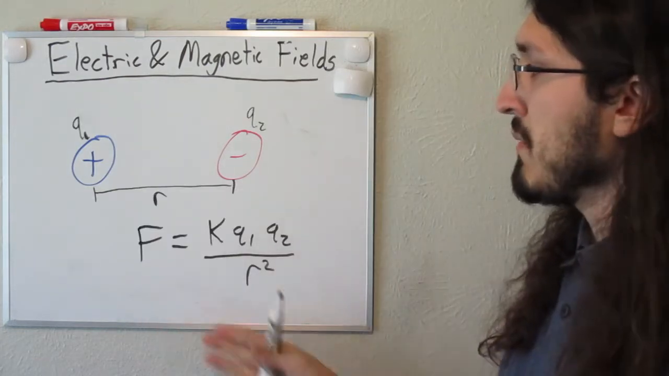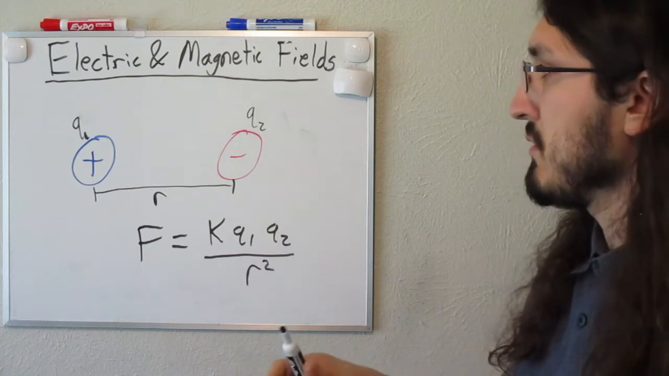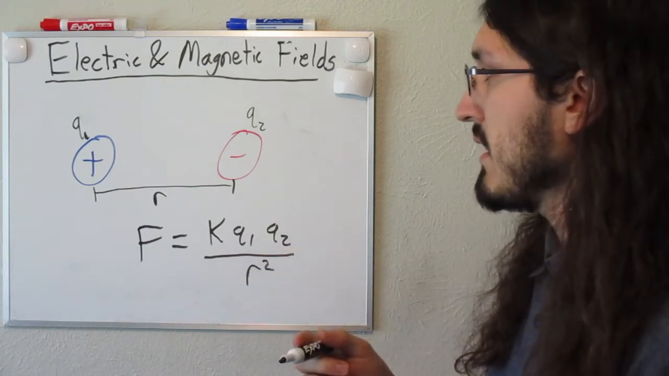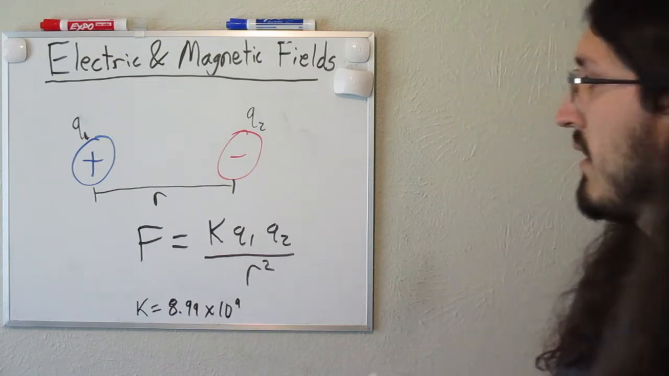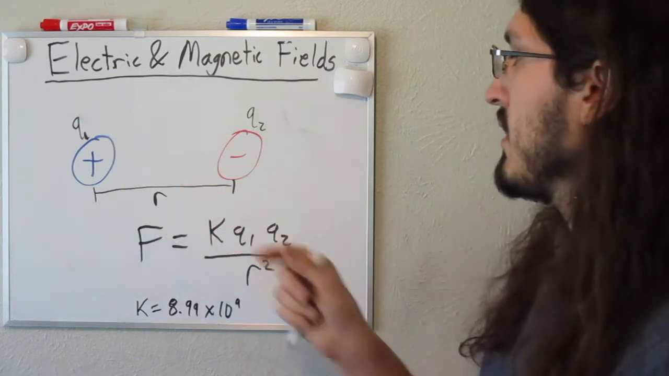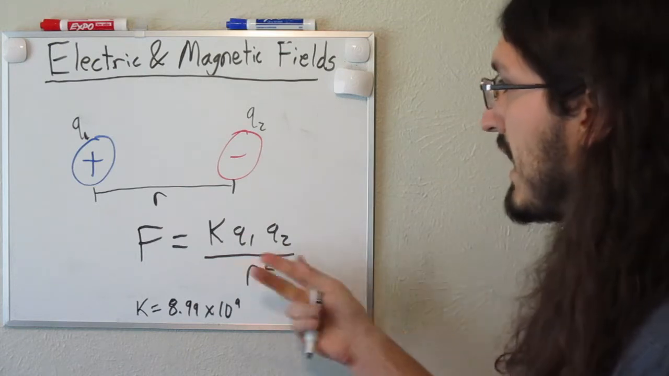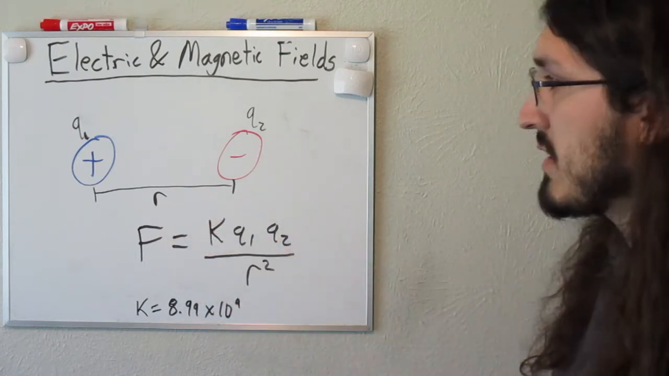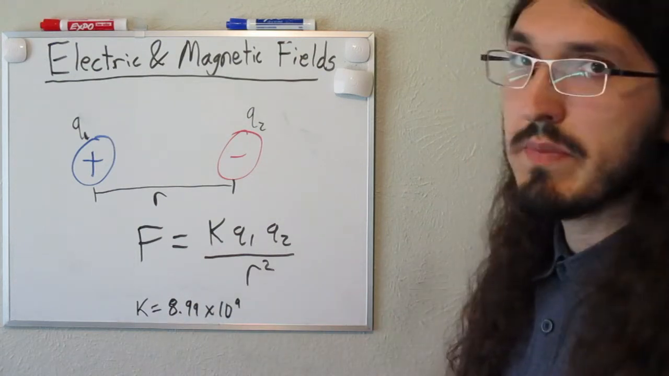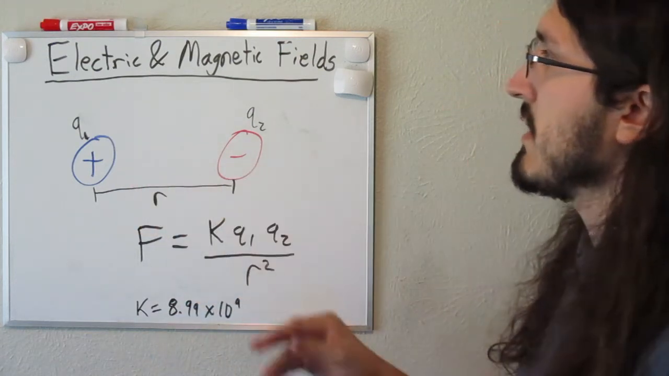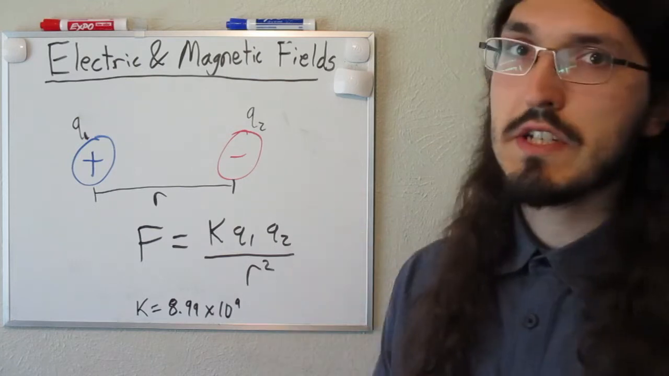Here's my equation for Coulomb's Law, which says that the electric force is equal to k, which is Coulomb's constant. k is approximately 8.99 times 10 to the 9th power, and then times charge 1 times charge 2, and then divided by the distance squared. So this is still useful to determine the electric force, but in addition to there being a force between these two charges, there's also an electric field created.